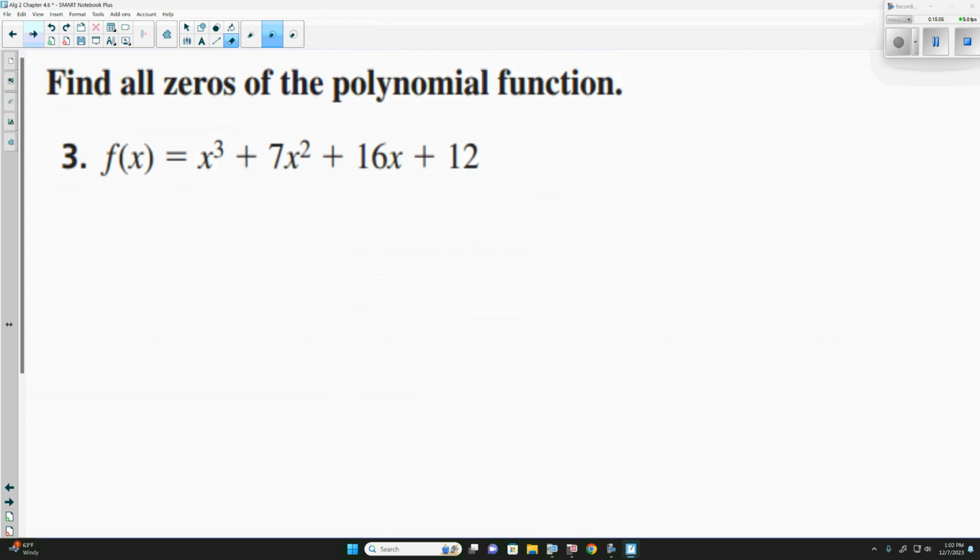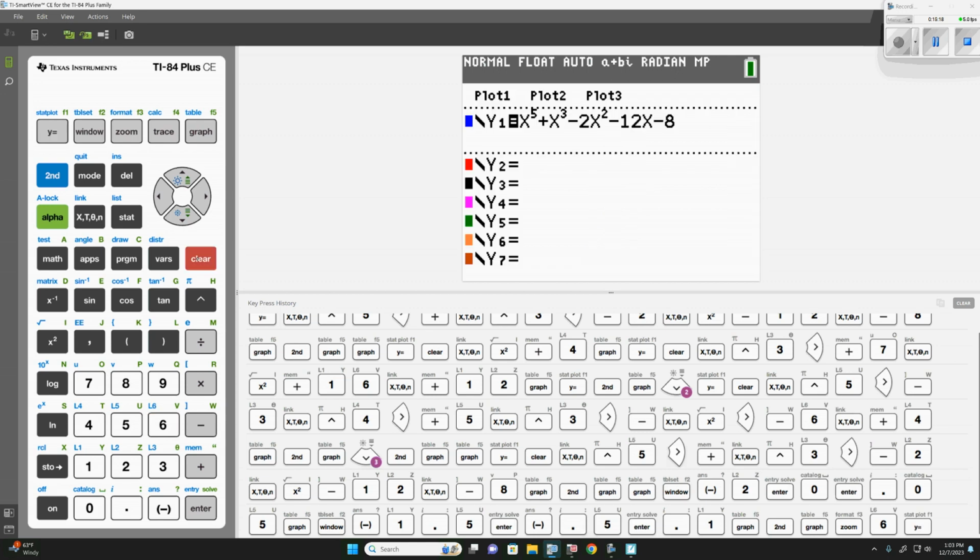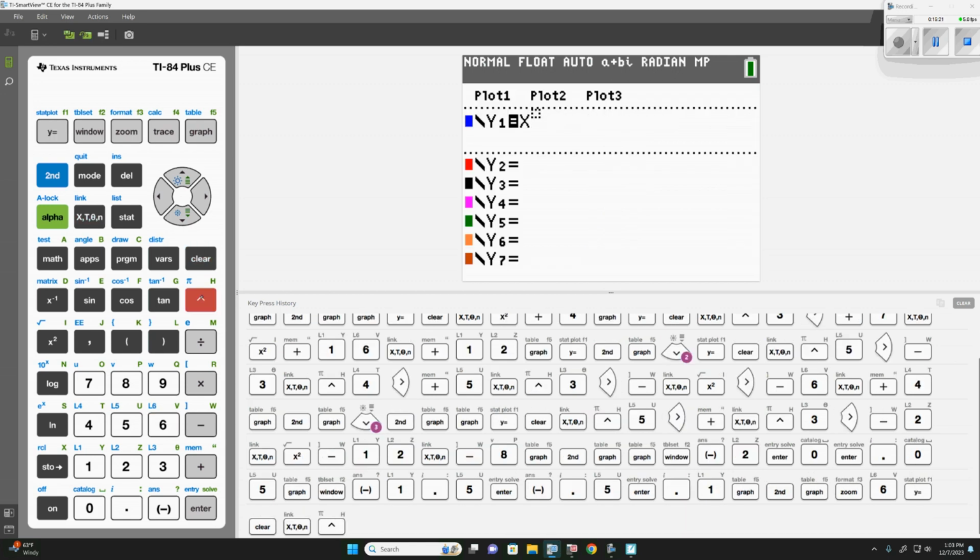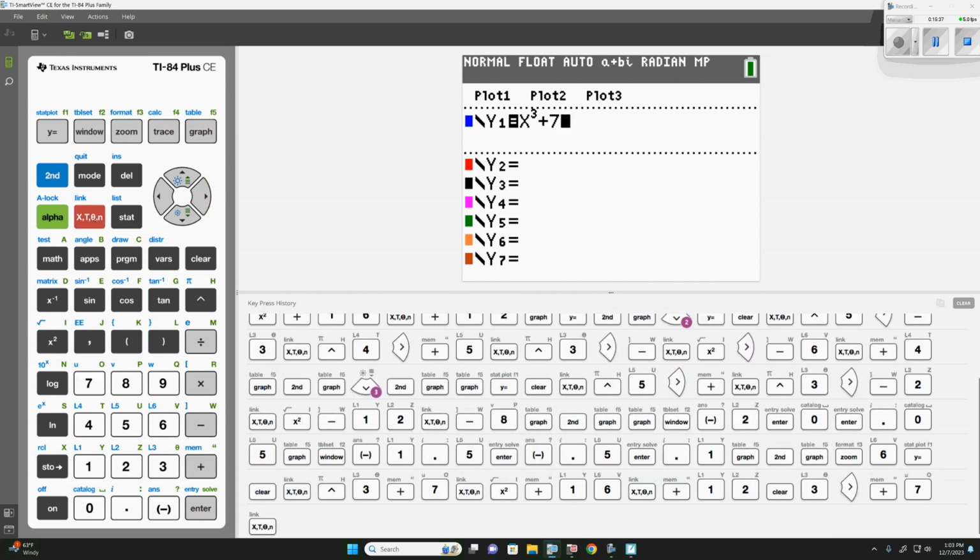x cubed plus 7x squared plus 16x plus 12. And again, with this, just like the last one, we could start with the rational zeros and then try them one at a time. Or we can plug this whole thing into the calculator. x to the third plus 7x squared plus 16x plus 12. It'd be helpful if I didn't put the whole thing in an exponent.